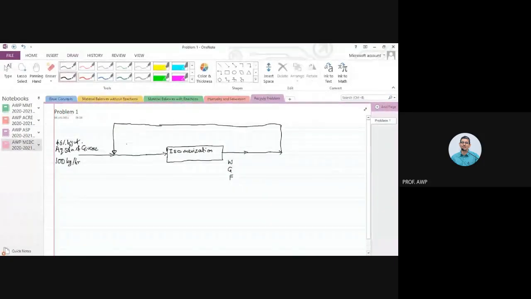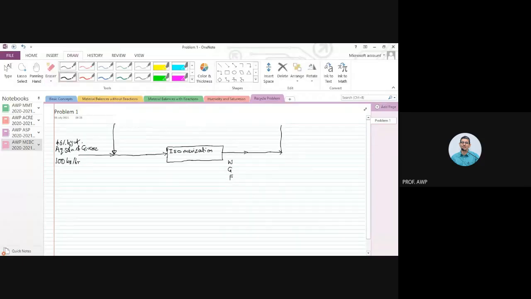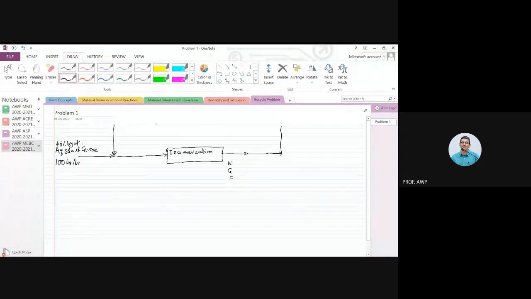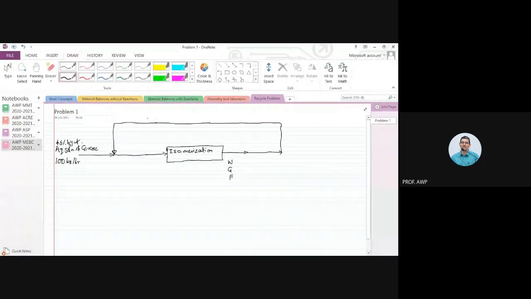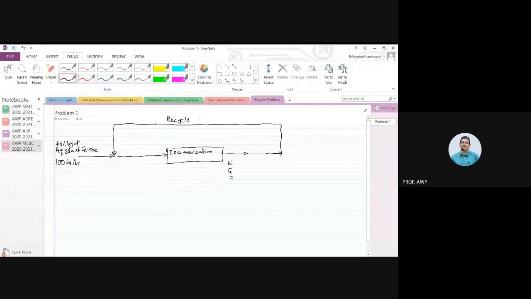So this is your recycle stream. I should draw a nice straight line. It's kind of difficult to draw. Yeah, so this is our recycle stream. Of course, we don't recycle everything, because then there would be nothing to sell. So we take out our product and it is partly recycled.